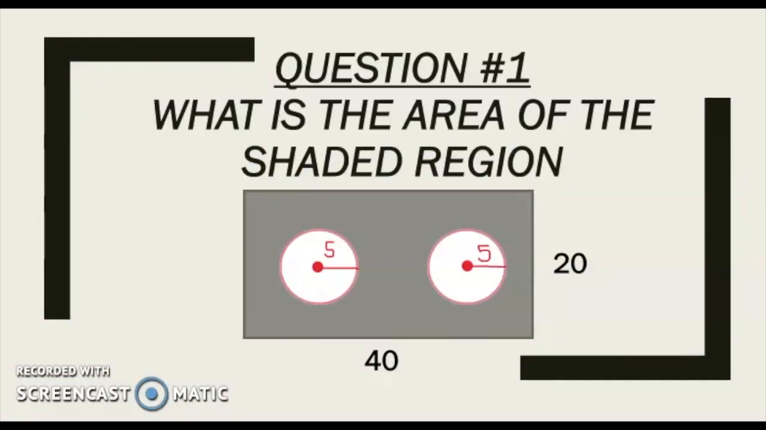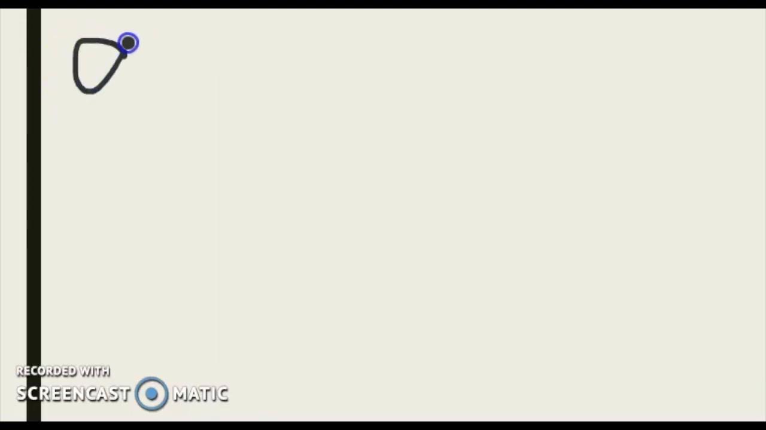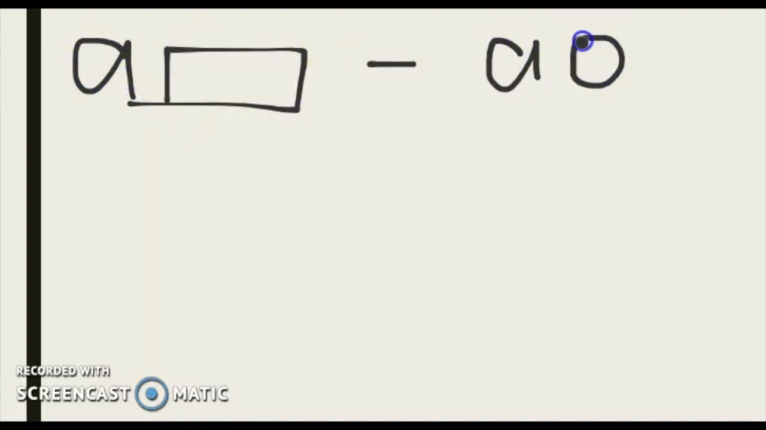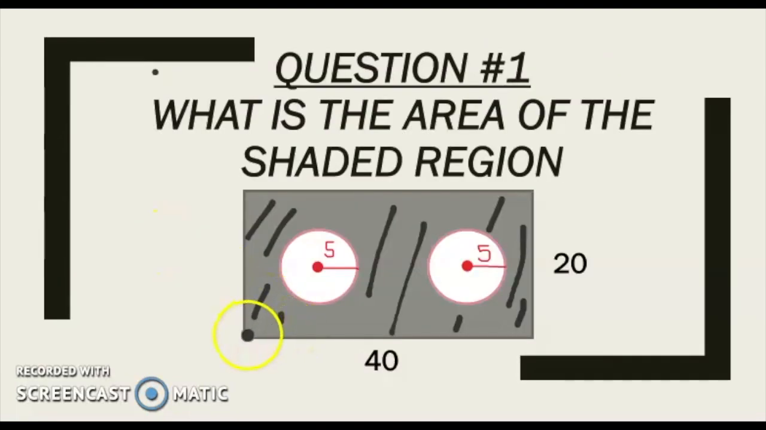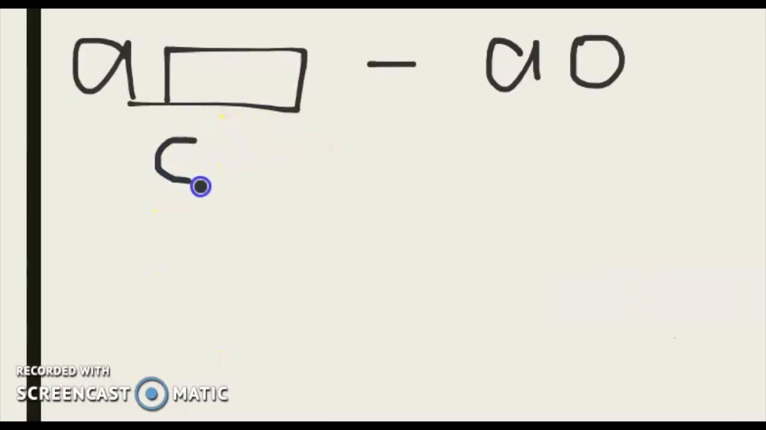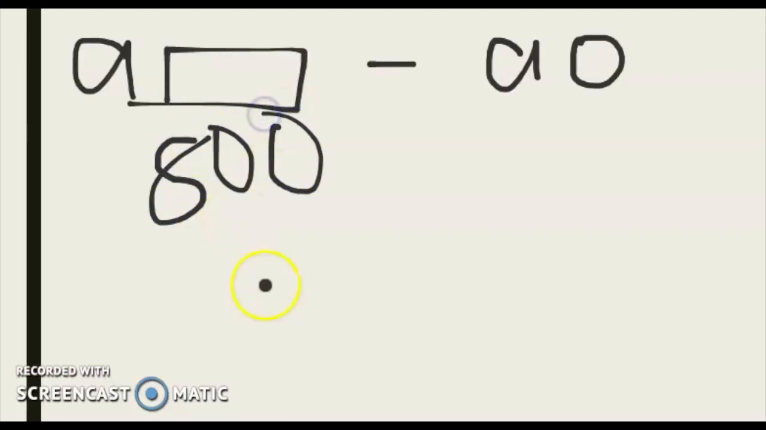So first question, what is the area of the shaded region? The shaded region we're talking about is basically this region inside, excluding the circles. So to find the area of the shaded region, we need to find the area of the rectangle minus the area of the two circles. The area of a rectangle is the length times the width. So that's 40 times 20, which is 800. So we already have that.